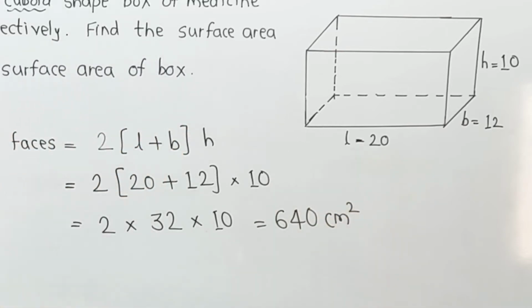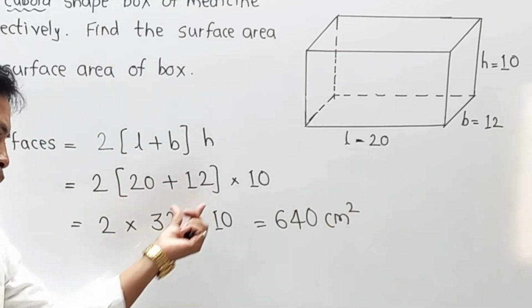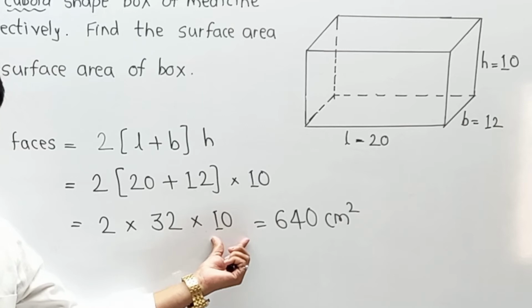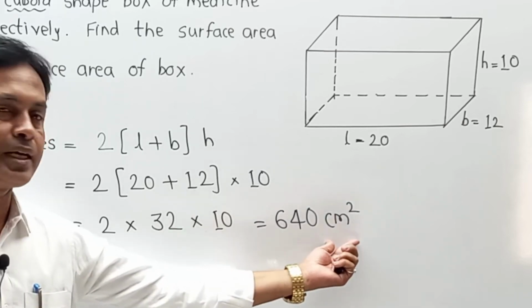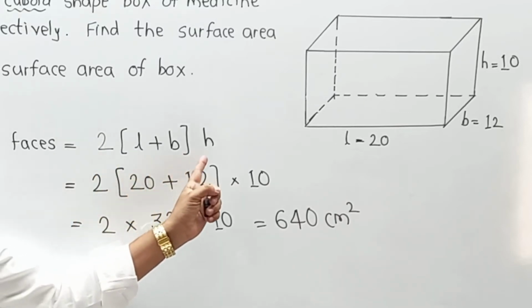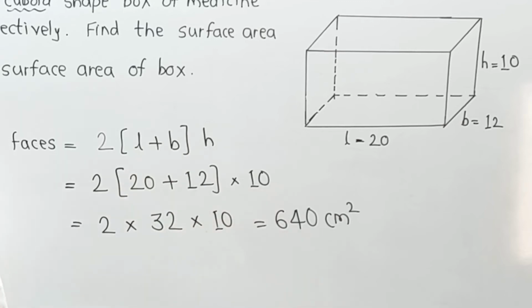square centimeter. Now why square centimeter? This 20 plus 12, that is 32, is in centimeter, and this 10 is also in centimeter. So centimeter into centimeter is centimeter square. So remember, whenever you calculate any surface area, it is always in centimeter square, meter square or unit square. And whenever there is a volume, it is in centimeter cube or meter cube or any particular unit cube. For this calculation, the surface area of vertical faces according to the formula 2 into bracket L plus B into H is 640 square centimeter.